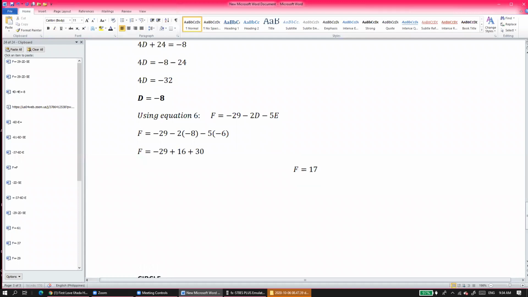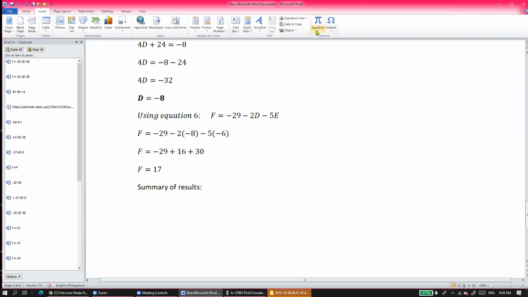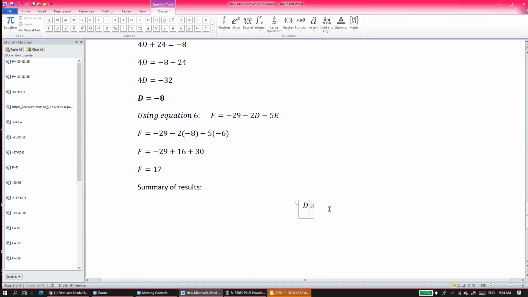Again, summary of results para kitang-kita, no? The value of D is equal to negative 8. Ang value ng E natin is negative 6. And F is equal to 17.